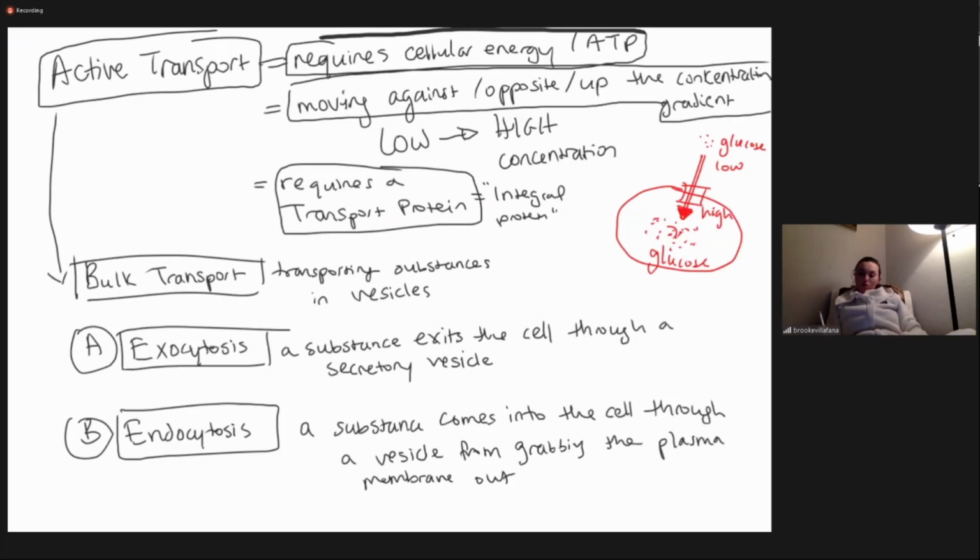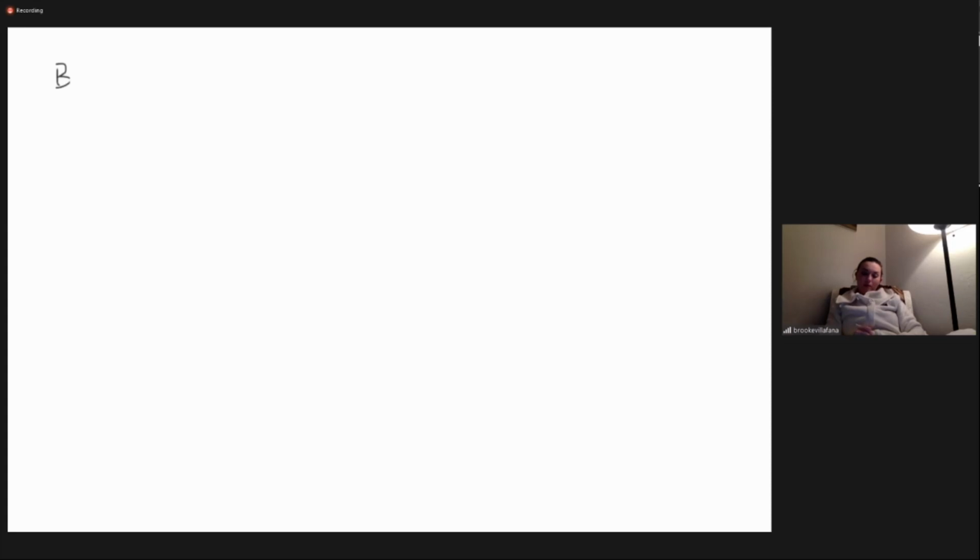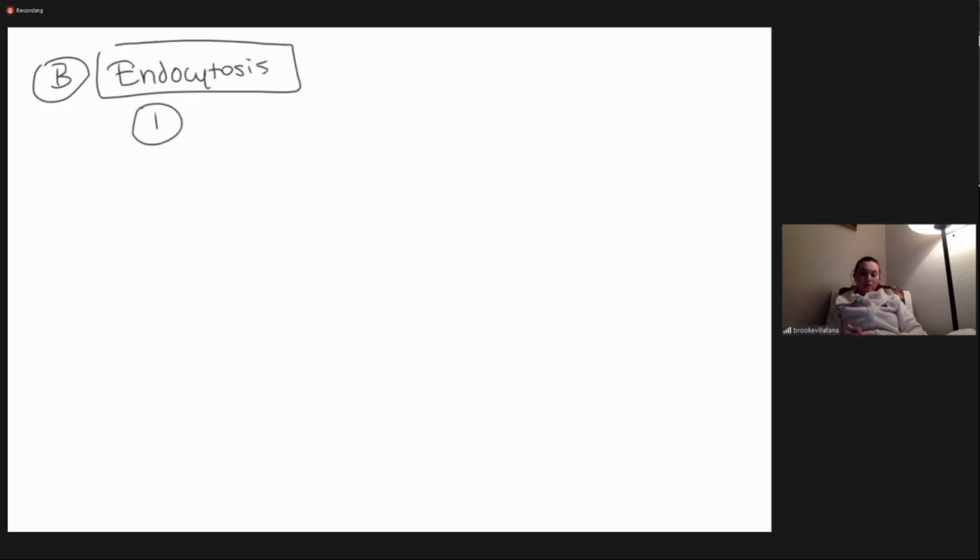Okay, so let's do a little more about endocytosis. And I can go back if you guys need me to go back. I know sometimes I write a little bit fast. So the first type of endocytosis is phagocytosis.